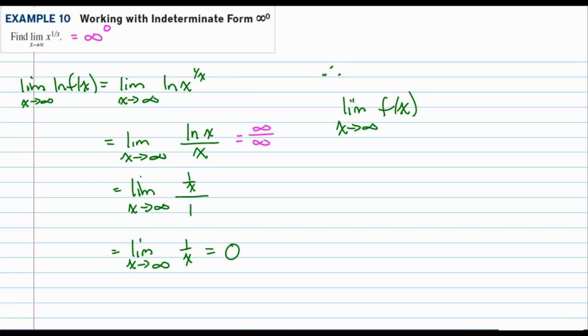So, therefore, we can make this conclusion. The limit as x approaches infinity of f of x, the goal we're trying to find, is really the limit as x approaches infinity of, rewriting it as e to the natural log of f of x. Well, I know the limit as x approaches infinity of the natural log of f of x. That is 0, so it'd be e to the 0, which is 1.